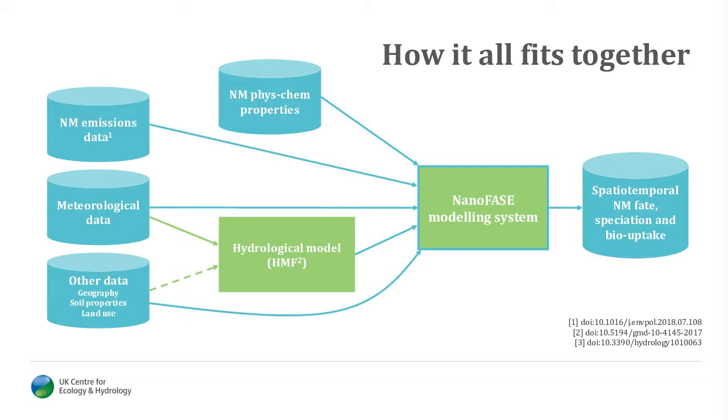And well, the overall picture is that the data required to run it are quite complex. So we have all sorts of different data: meteorological data, land use, soil properties, topography. And a lot of this data itself is spatial and temporal. Some of this needs to be passed through a hydrological model to give us hydrological flows. And then obviously we need information about the nanomaterial itself, so the nanomaterial's phys-chem properties, and how and where and how much of it is released to the environment.